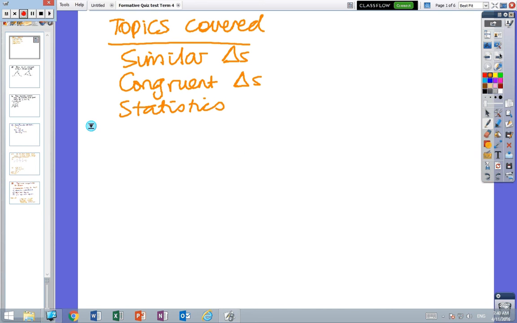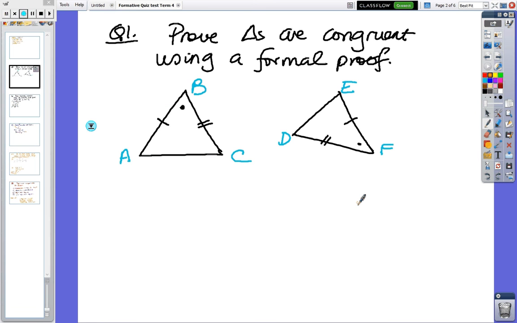Okay, so looking across. Okay, so we're going to do a congruent proof to start with, so look up your rules if you need to, but when you're ready, come back live.